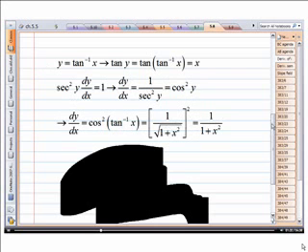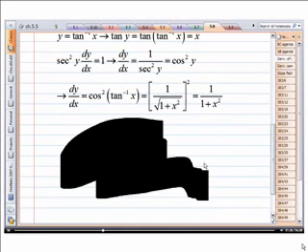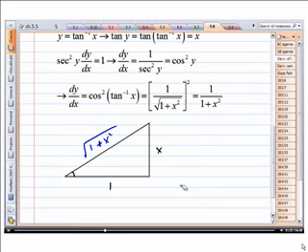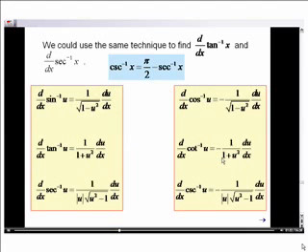Well, let's draw another triangle. We want the inverse tan of x for our angle. So opposite is x, adjacent is 1. Using the Pythagorean theorem, the hypotenuse is rad 1 plus x squared, and the cosine of this angle is 1 over rad 1 plus x squared. You're squaring it, so you get 1 over 1 plus x squared.